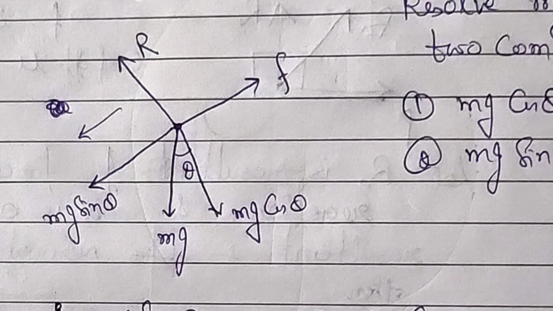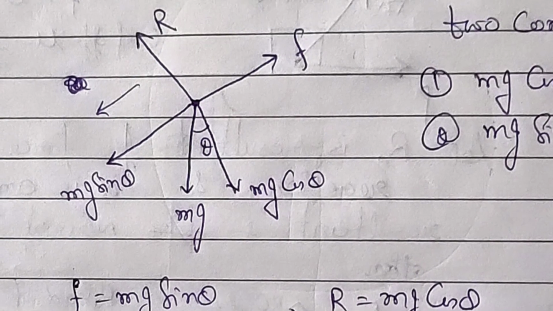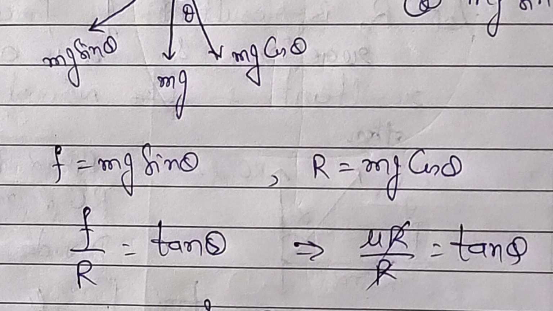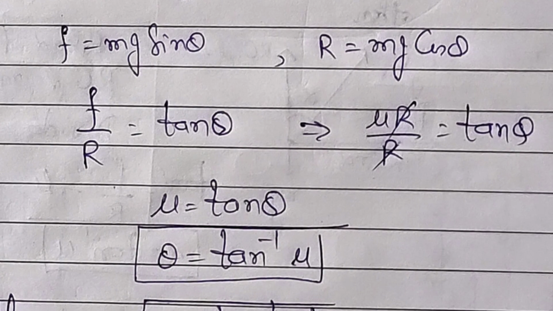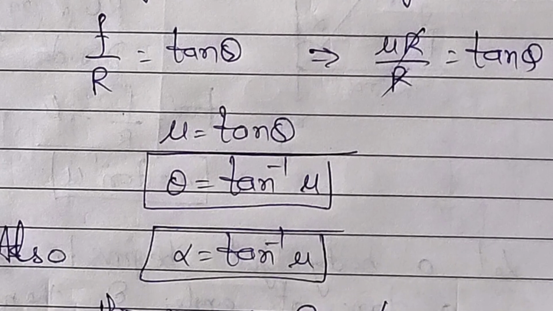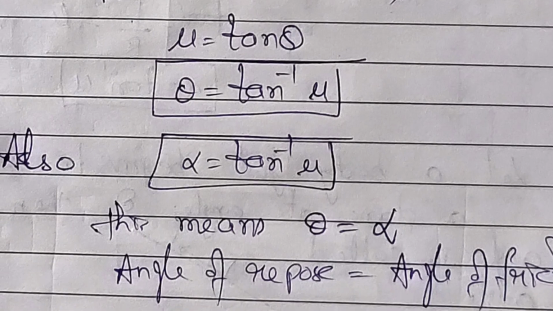Now balance these two components, means R will be equal to mg cos theta and F will be equal to mg sin theta. Of course, we will divide. Mg will get cancelled. Be careful in resolving the vector. In the earlier article we resolved the resultant, and now we have resolved the weight. It depends upon the requirement. So from here, mu is equal to tan theta. We have also obtained that alpha is equal to tan inverse mu. So of course theta is tan inverse mu. So simply theta is alpha, means the angle of repose is the angle of friction.